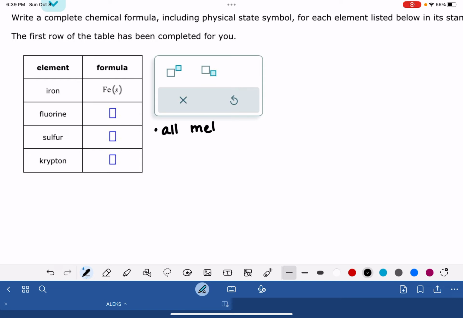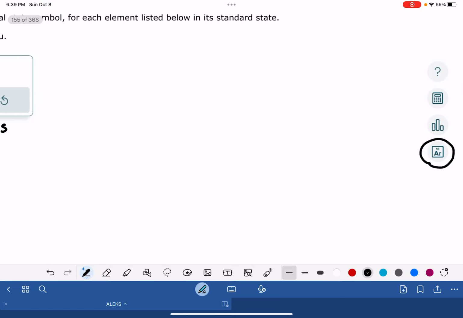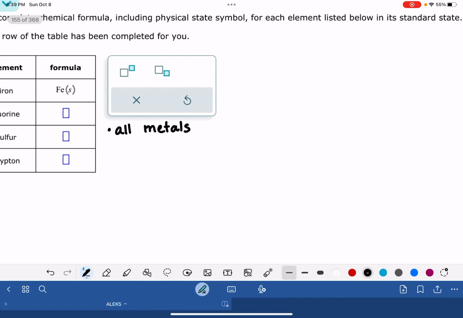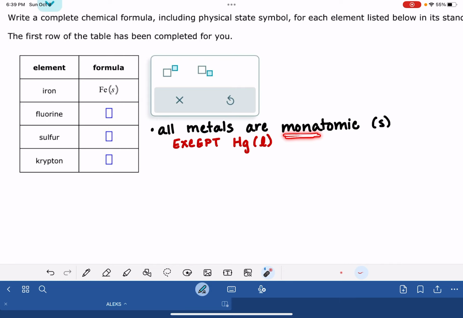All of the metals on the periodic table. So again, if you pull open a periodic table like ALEKS's periodic table, it's going to color code the elements that are metals. All of the metals are monatomic, and they exist as solids with one exception, mercury, which is a liquid. And when I say monatomic, that means that they are made up of just one atom, one of that atom.